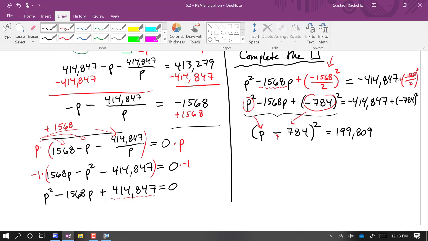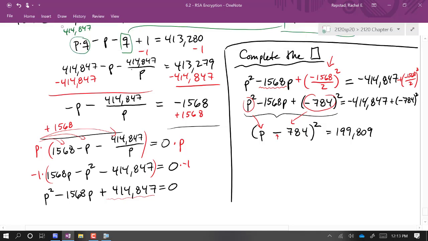We want to solve for p. P is stuck inside a set of parentheses being squared. So I'm going to take the square root. Now when we take the square root of an equation, if we're the one imposing that square root on both sides, we have to consider positive and negative roots. On the left side, you square root a perfect square, you just get rid of the square. So p minus 784 is equal to plus or minus.